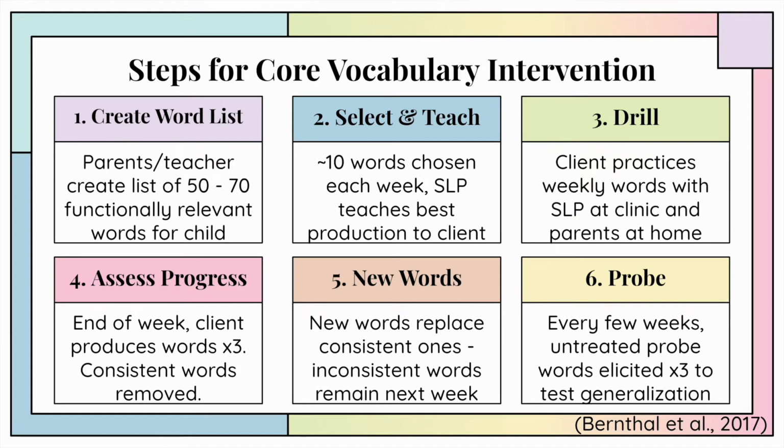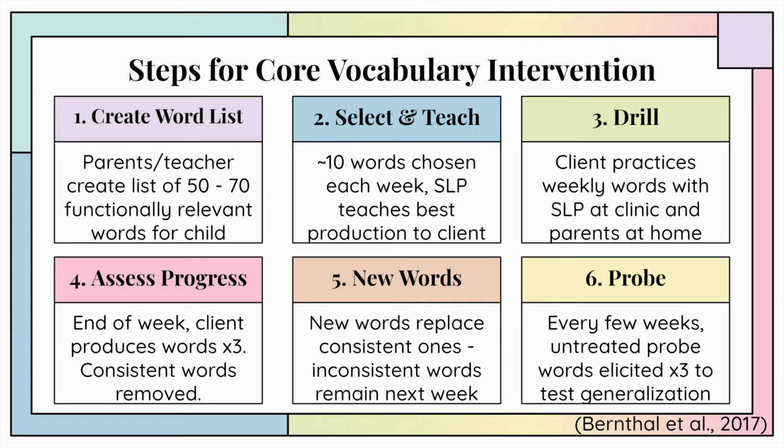So, step 4, at the end of the week, when the client meets with the SLP once more, they will work through an activity or a game and begin with just drilling the target words again. After this, the SLP assesses their progress by having the child repeat each word in their list 3 more times. If the client is able to produce any of those words with consistency in those 3 times, those words are removed from the list of 10 targets.